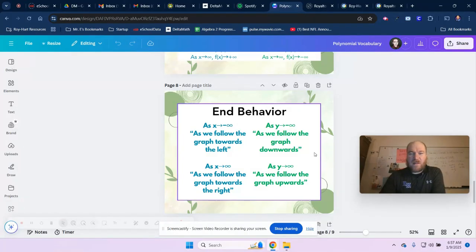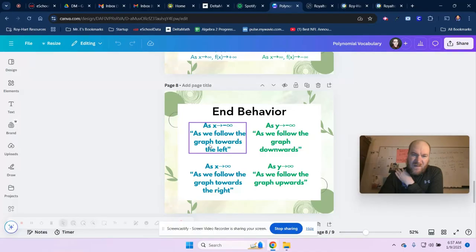So let's start with some quick notation here. You're going to see this notation when you're doing end behavior. If they say x arrow negative infinity, whenever you see the word arrow, that means goes to or goes towards in math. So if you ever see x arrow negative infinity, that means as x goes towards negative infinity. Or a better way to look at it, since x goes left and right, as x goes towards the left.